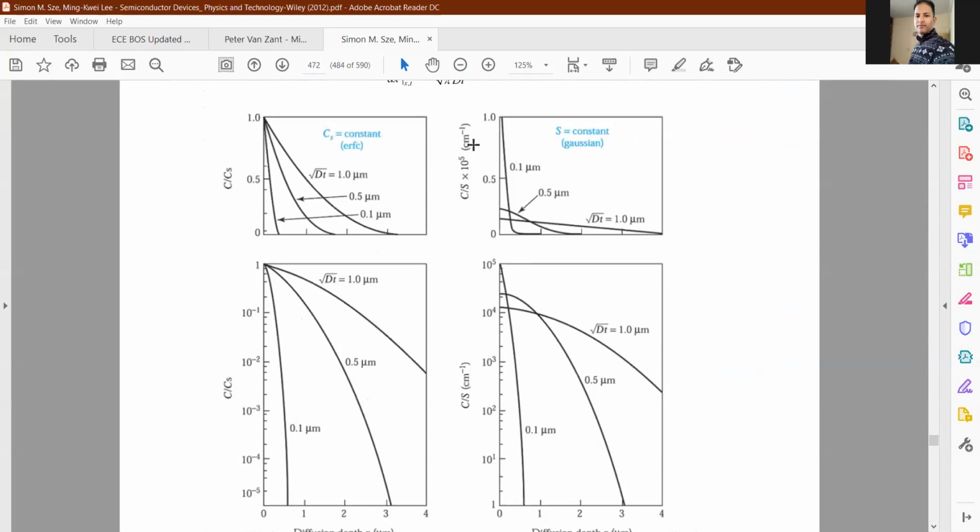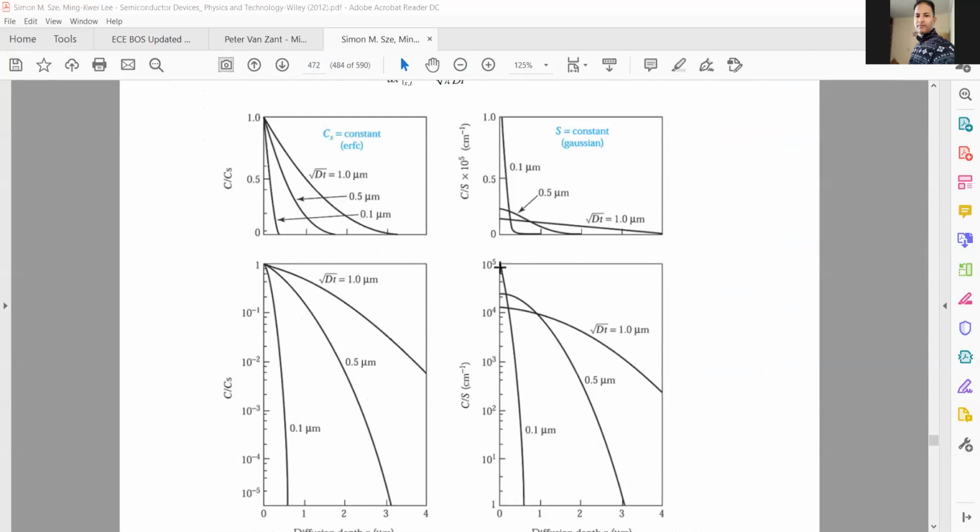Now let us see how our dopant profile will look. This is how your normalized complementary error function will look, and this is how your doping profile will be. As you see, this is the curve of C by CS versus distance x. By distance x, we mean the distance from the surface, which we call depth. So this is normalized concentration versus depth.